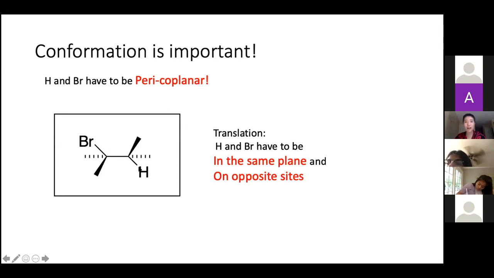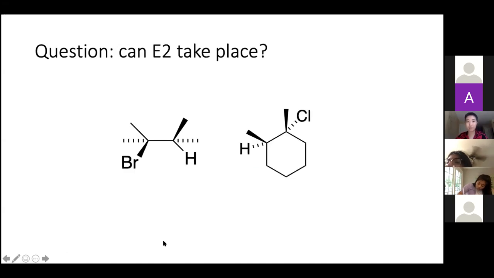So, did somebody say something? No? Okay. So here's, I believe, the next slide, I have some practice problems for you guys to see whether or not in those conformations, the E2 elimination reaction can happen. Okay, let's look at the first molecule. Here's a very similar molecule to the one that I just drew. Can an E2 reaction take place in this molecule?